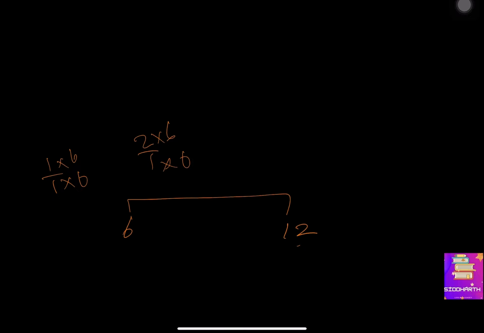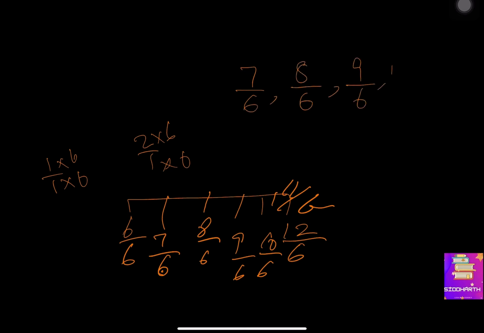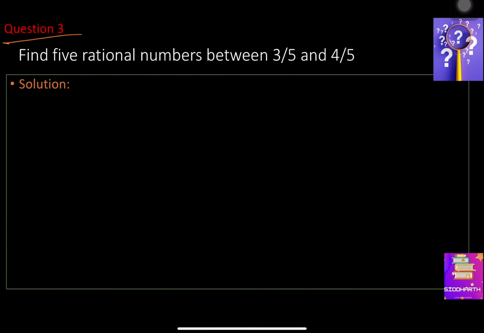So we have 6 by 6 and 12 by 6. Between them you have 7 by 6, 8 by 6, 9 by 6, 10 by 6 and 11 by 6. So another set of numbers you have got. All are valid. This is also right.